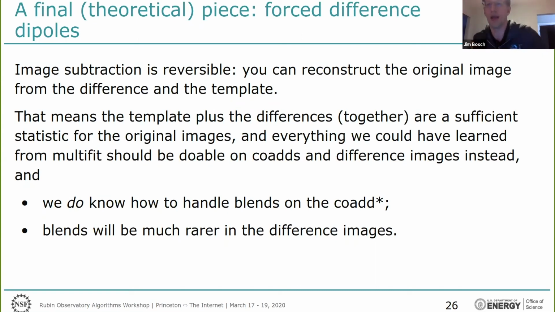And this is powerful because we do know how to handle blends on the coadd. Well, okay, I don't know how to handle blends on the coadd, neither does Fred, but we have ideas for how to handle blends on the coadd, and we think they're pretty good ideas that may pan out. And on difference images, the blends will be much rarer because all the static sky objects, all the galaxies, all the stars that are barely variable, barely moving, will not cause nearly as much blending.